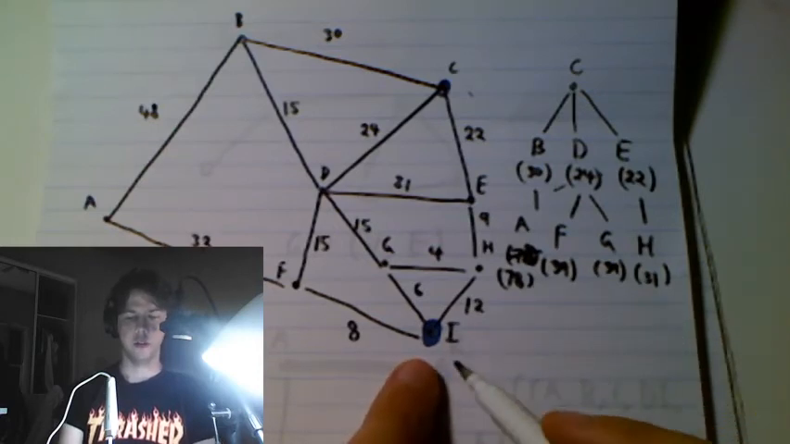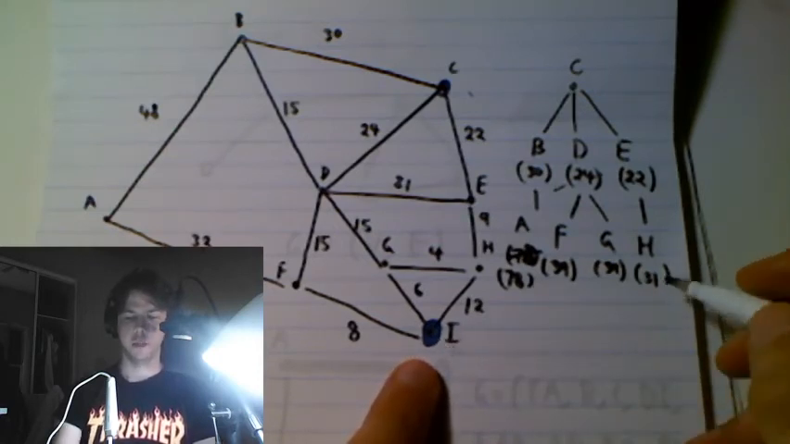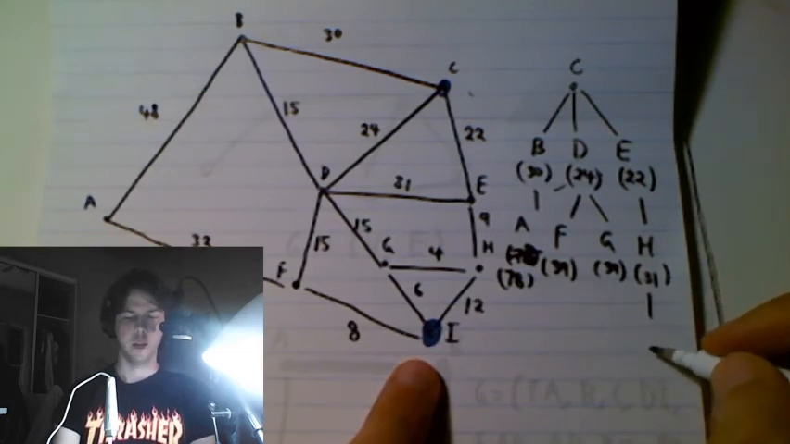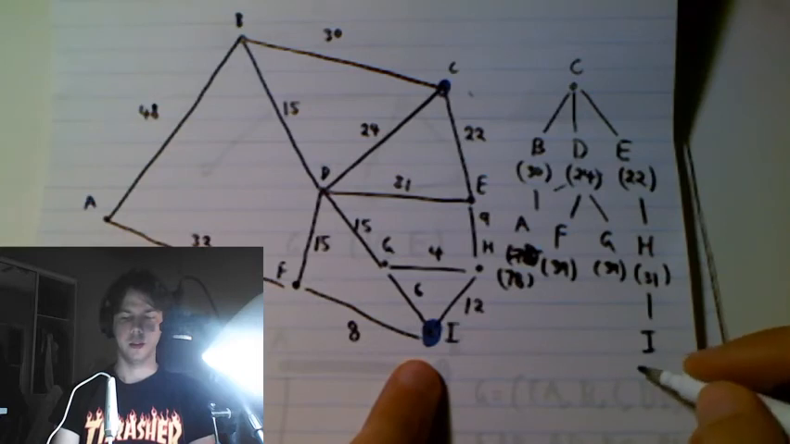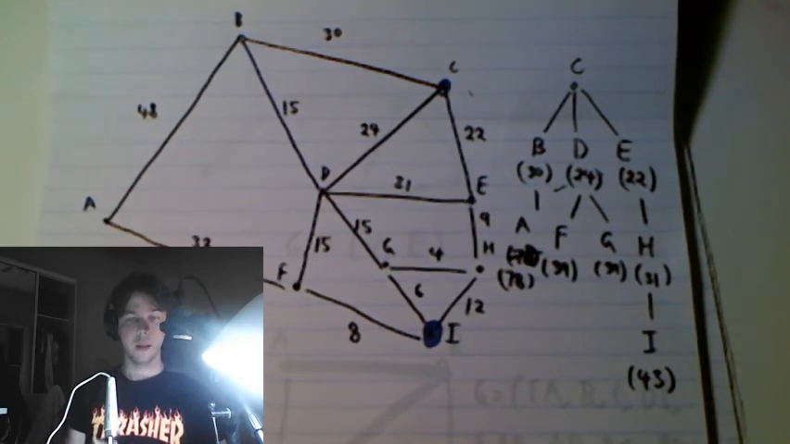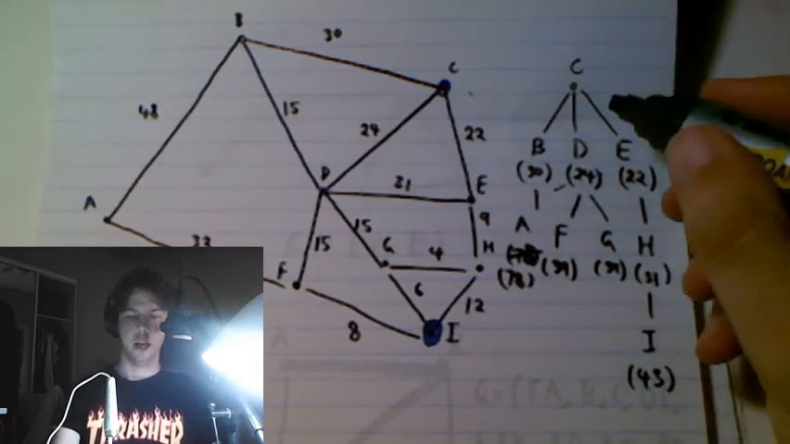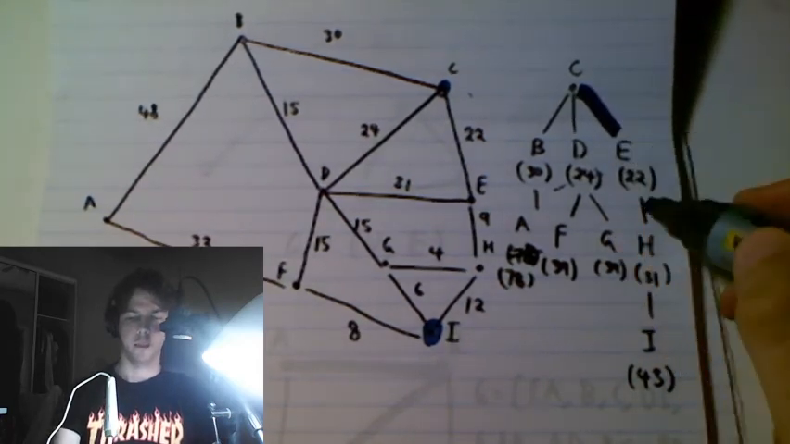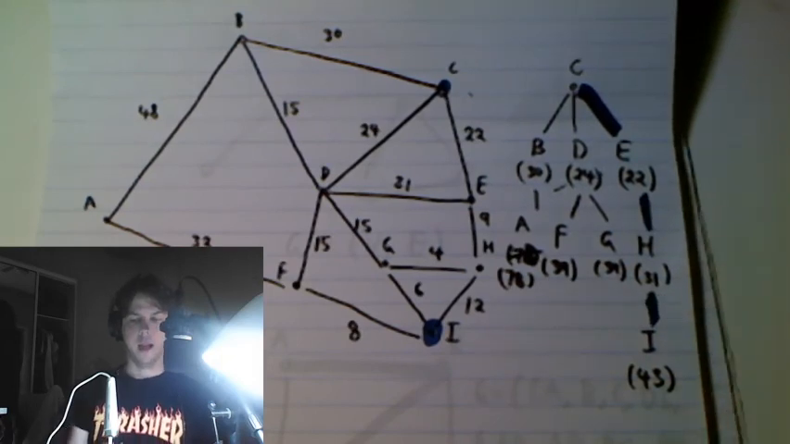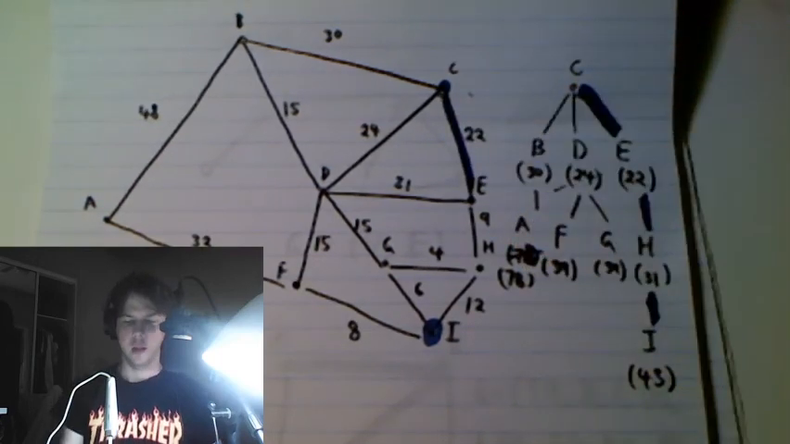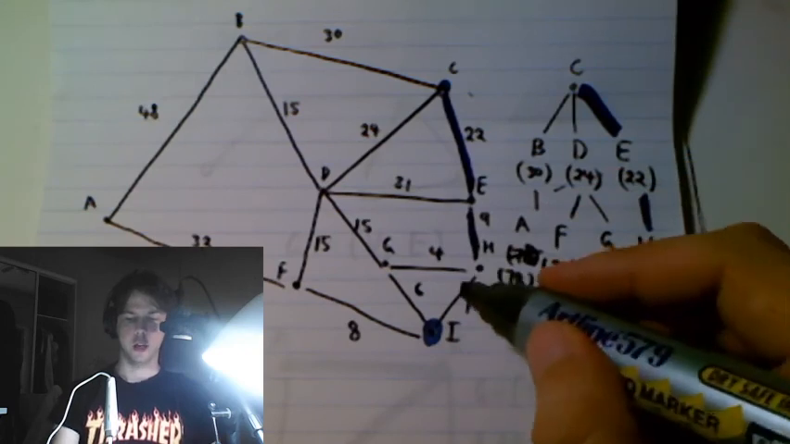Remember, we're trying to get to I. So let's expand H. Okay. So H goes directly to I. That's a distance of 12. So that puts us at a distance of 43. And now we can see, yes, that is the shortest way to get to I. So we're there. We can shade this in on our linked list tree. And then we can go back and shade it in on our graph. So we went C to E, E to H, and H to I.